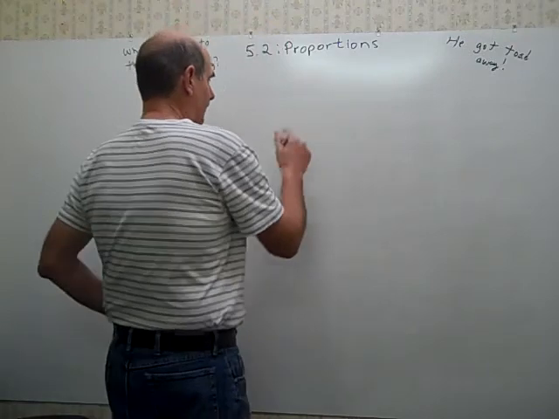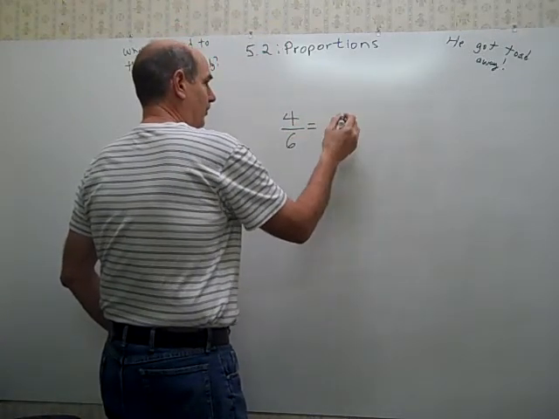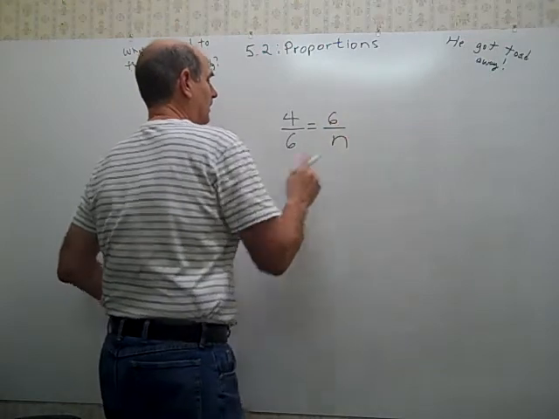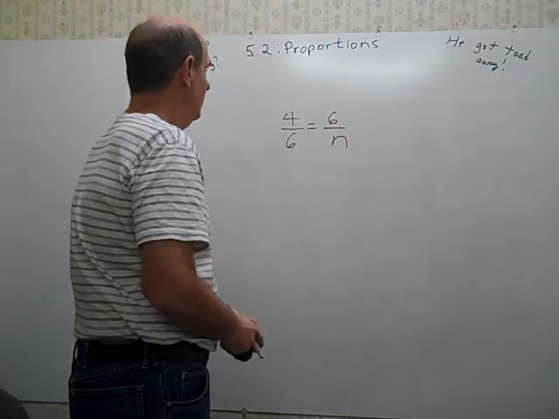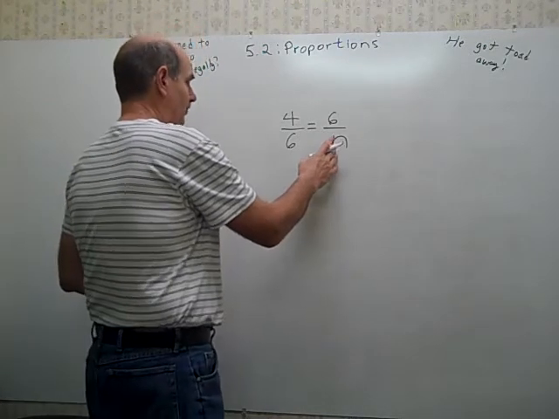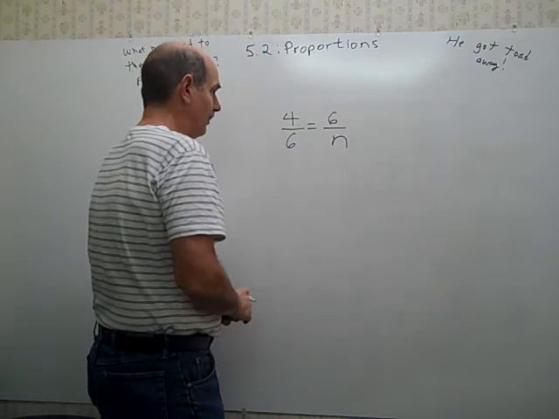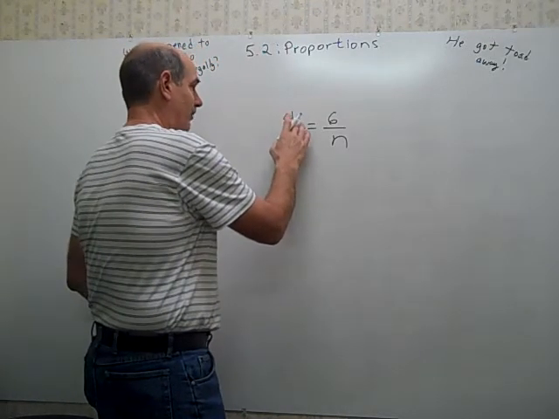If you have any three of these values, there's 4 numbers. If you know any 3 of them, you can figure out the missing one. So you can use cross products to figure out what the value of n is. You could use the equal fractions property, but that's kind of hard to do when there's not a whole number that you can multiply 4 by to get 6.